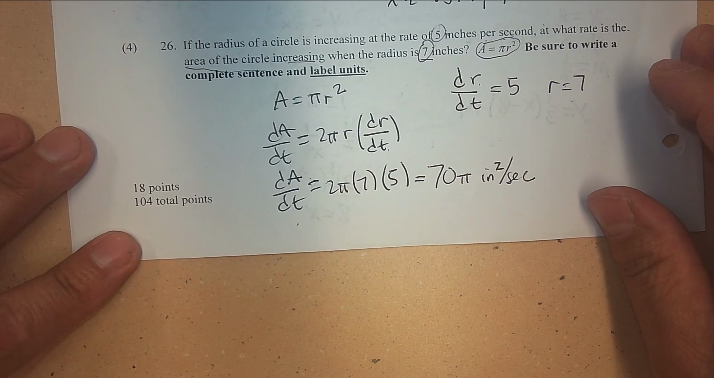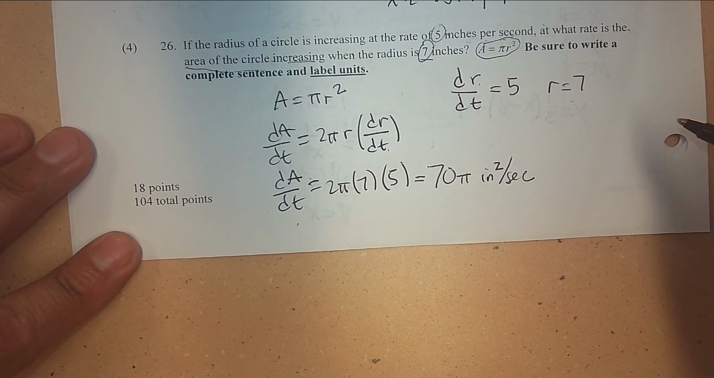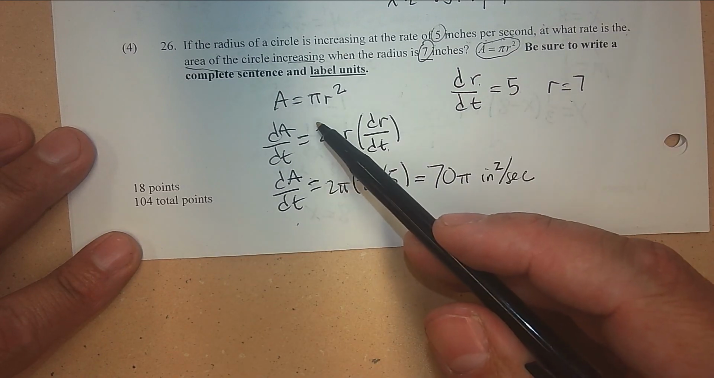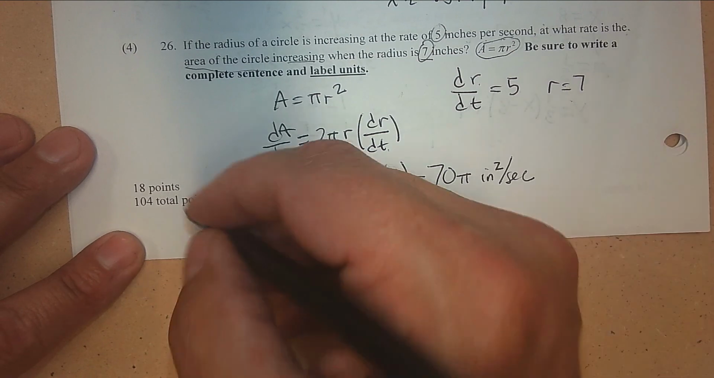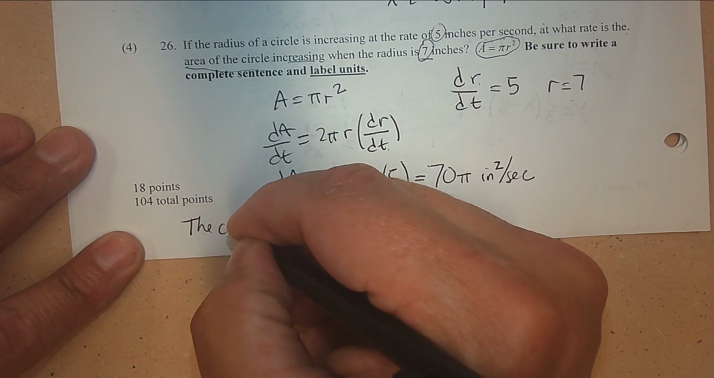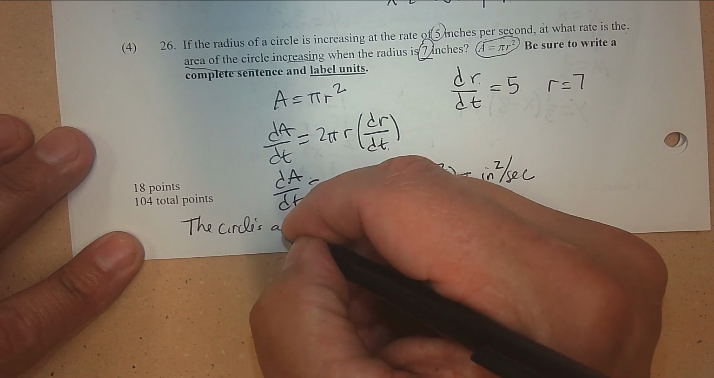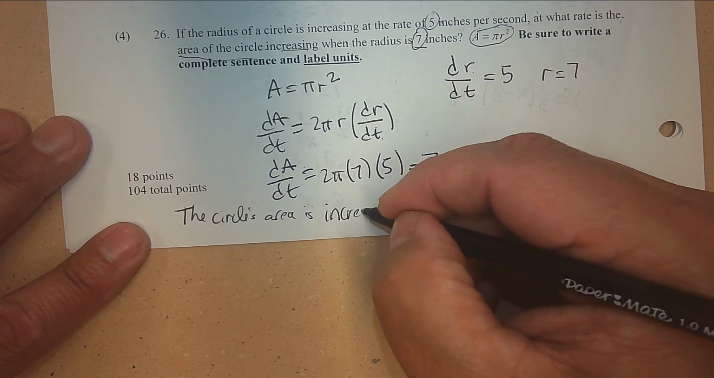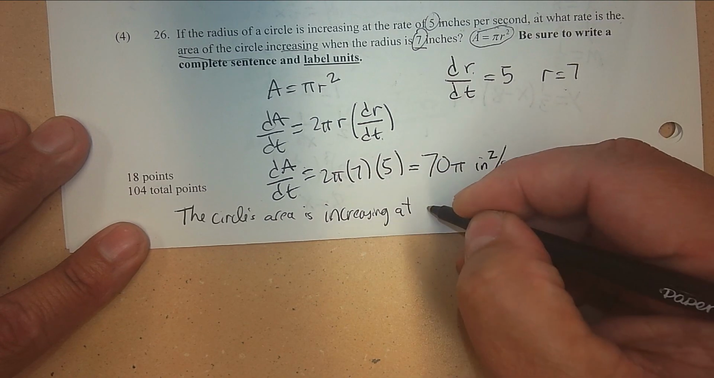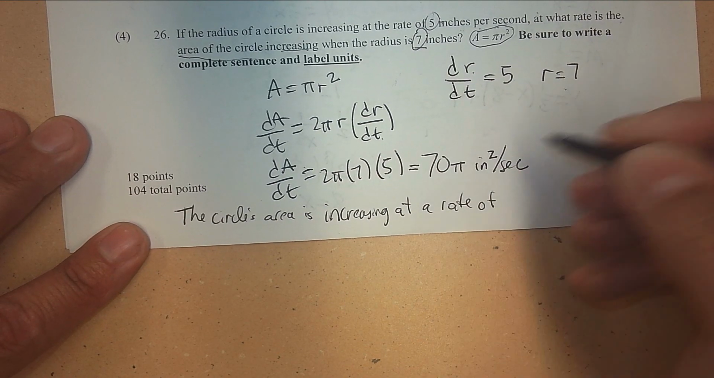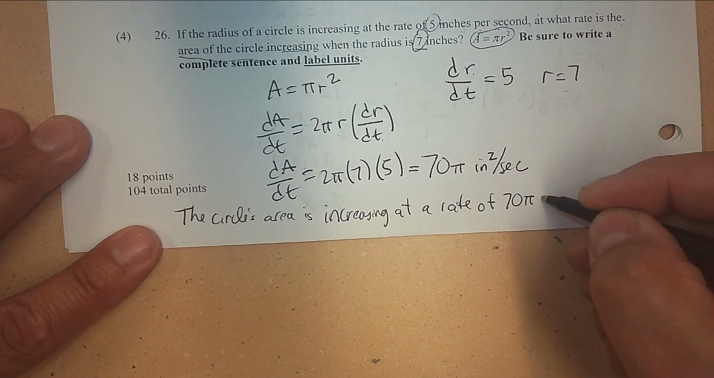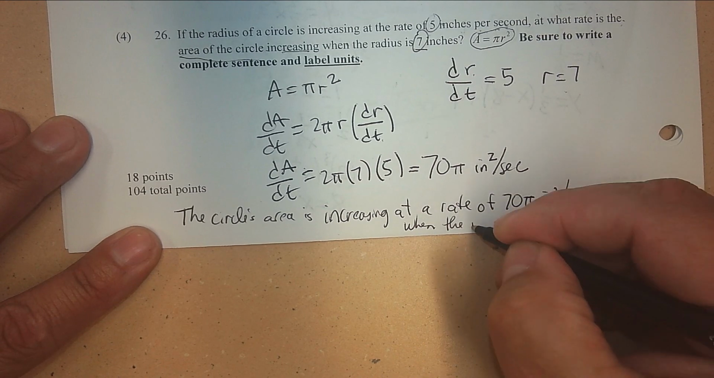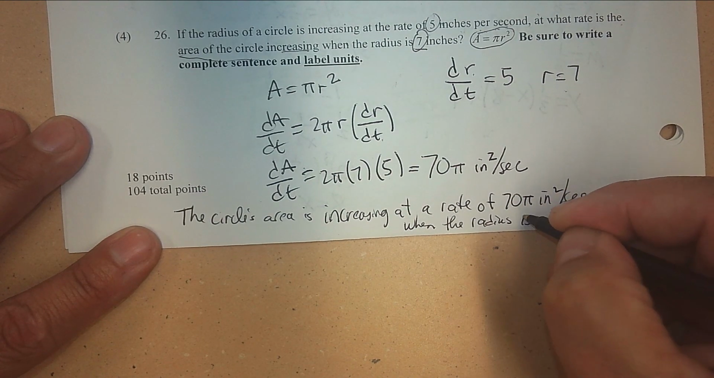So the question is, what is the rate of the circle, area of the circle increasing, right? So the circle's area is increasing at a rate of 70 pi inches squared per second when the radius is 7 inches.